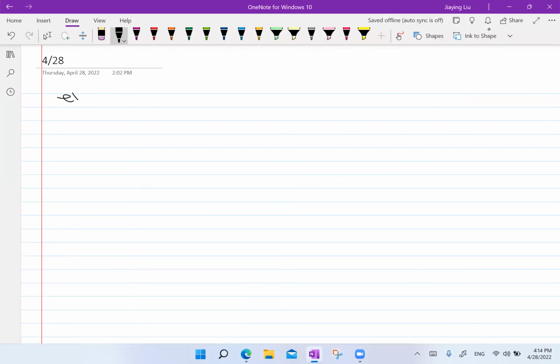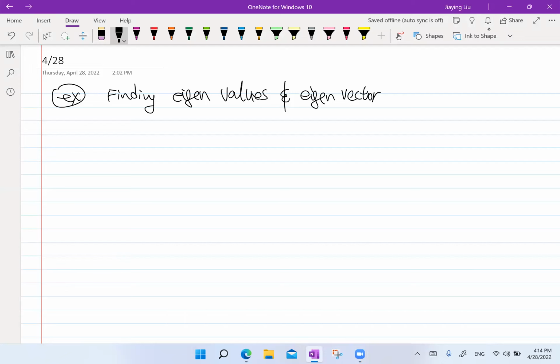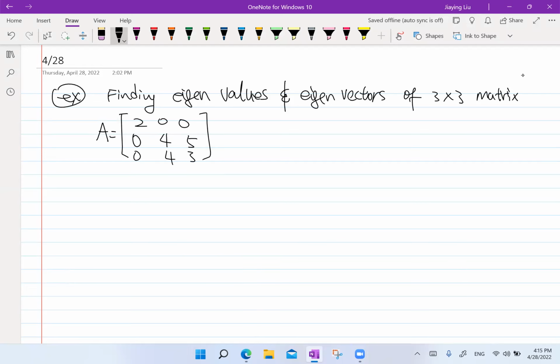Good. All right, so the first example I want to talk about is finding eigenvalues and eigenvectors of a 3x3 matrix. We have seen examples of 2x2 matrices, but I do want to go through a 3x3 matrix, because a lot of times we work with examples in more than just 2 dimensions. So the example is A equals [2, 0, 0; 0, 0, 4; 5, 4, 3]. And then we want to find the eigenvalues and eigenvectors. The process is the same.